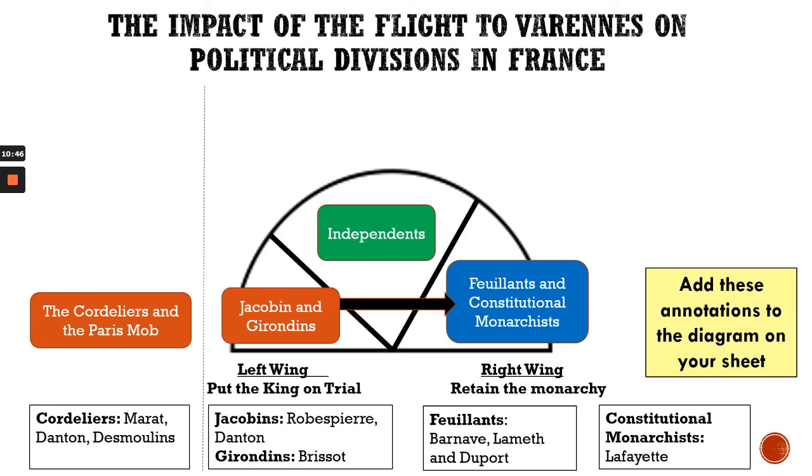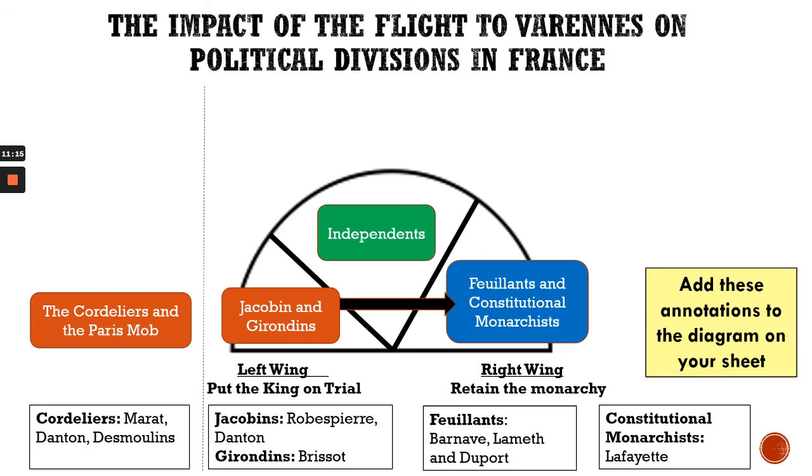Okay, and we've talked before about how the terms left wing and right wing came about as a result of the revolution. So you had on the left wing those in favour increasingly of putting the king on trial, of removing him from the constitution, and you had on the right wing constitutional monarchists, people that wanted to keep the monarchy as a fundamental part of the constitution in France. But you also have a sort of middle ground.